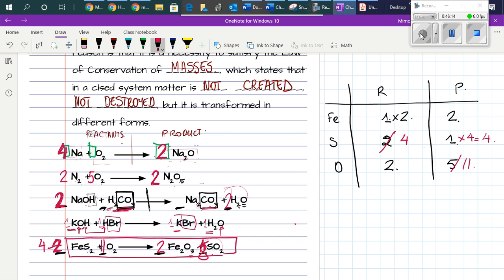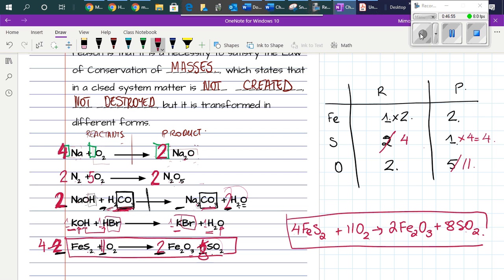So the balanced equation will be 4 FeS2 plus 11 O2 will give you 2 Fe2O3 plus 8 SO2. And now let's double check. We have 4 iron, 4 irons, 8 sulfur, 8 sulfur, 11 times 2, 22, and oxygen, so 2 times 3 is 6, plus 16 is 22. And this is the balanced reaction.